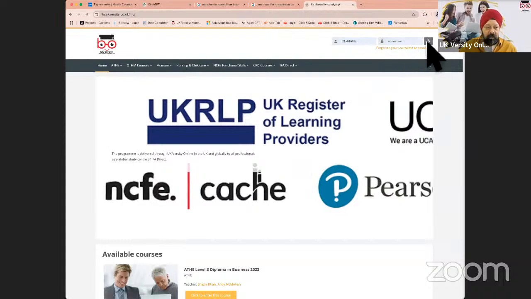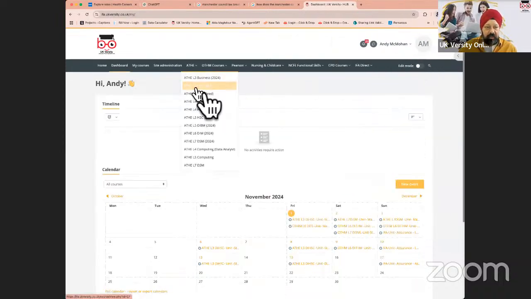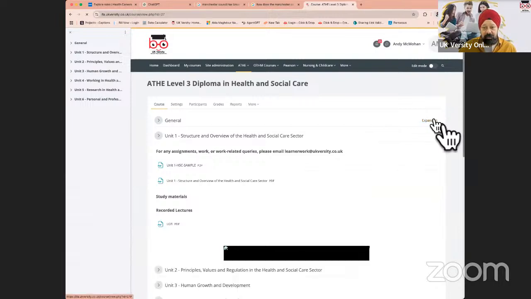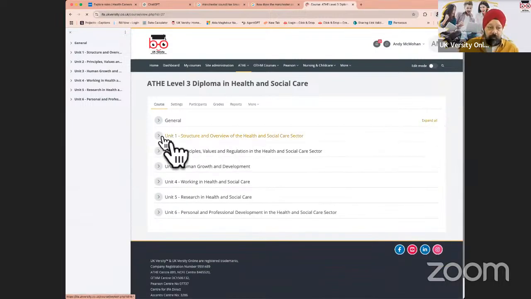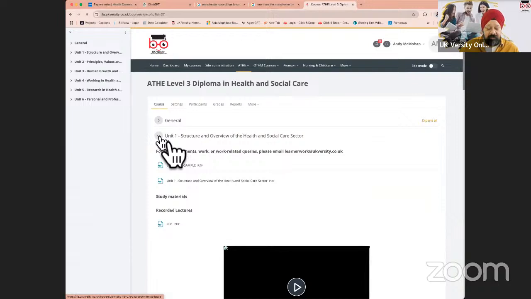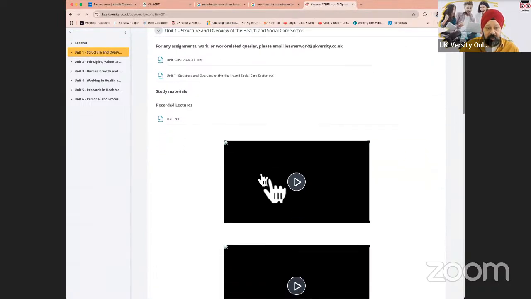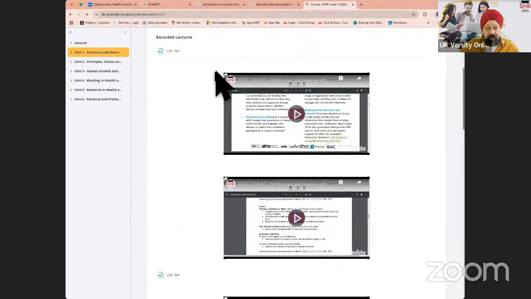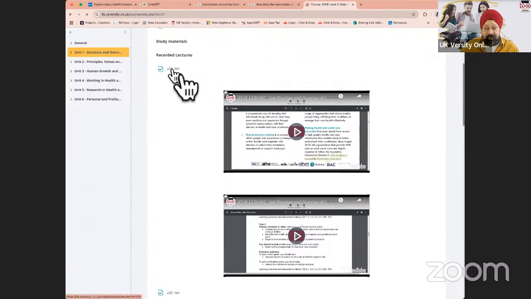When you log in, you're able to go into ATHE and look at the Level 3 Diploma in Health and Social Care 2023. You can collapse first all the units. What we are focused on is Unit 1. Click on the left-hand arrow and it'll open that unit up. There are obviously some lecture recordings for the previous lectures which have been delivered by some of my colleagues. You'll be able to see the presentations, which are essentially a part of these lectures.